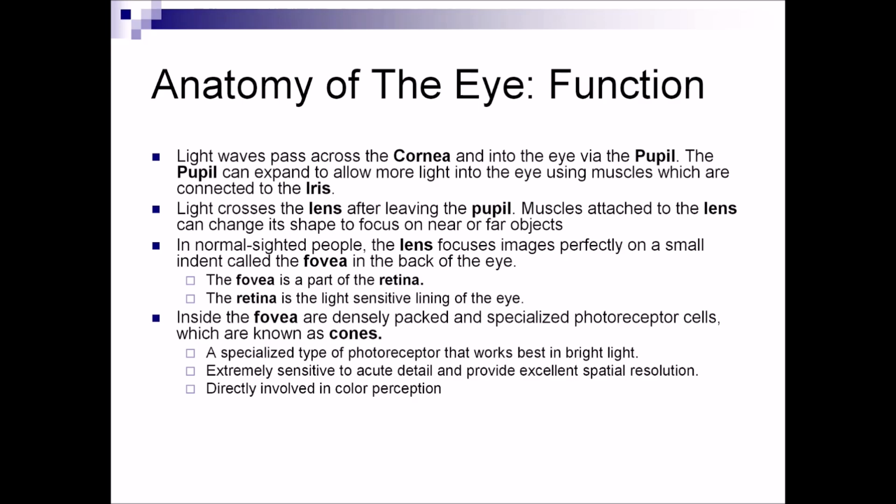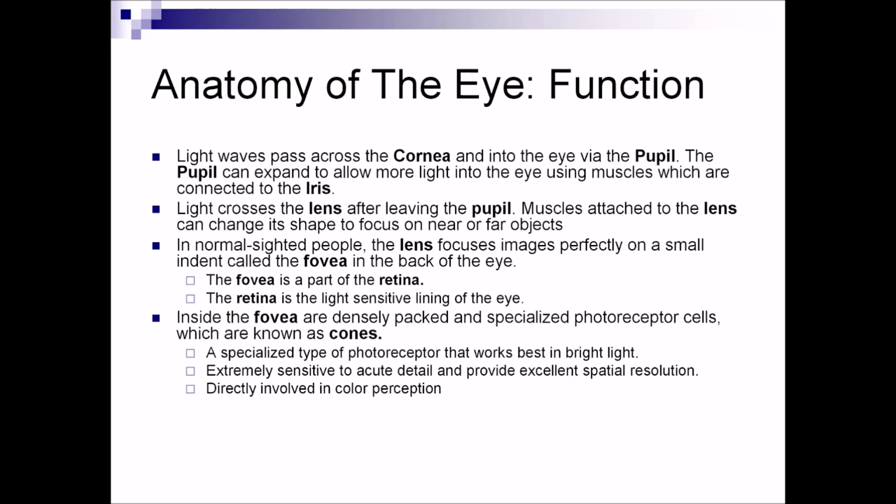In normal-sighted people, the lens focuses images perfectly on a small indent called the fovea located in the back of the eye. The fovea is a part of the retina. The retina is the light-sensitive lining of the eye. Inside the fovea are densely packed and specialized cells which are known as cones. These are photoreceptors, meaning they're receptive to light.